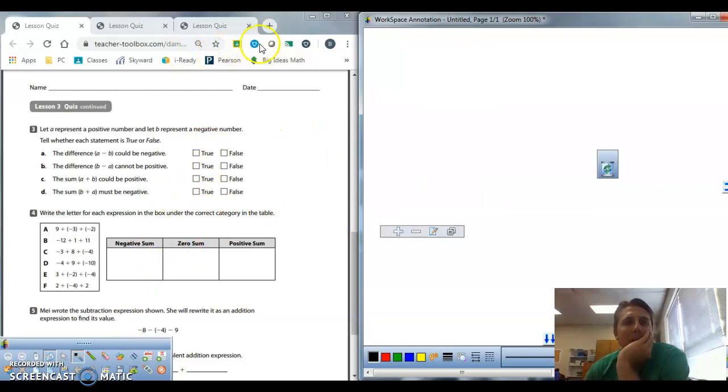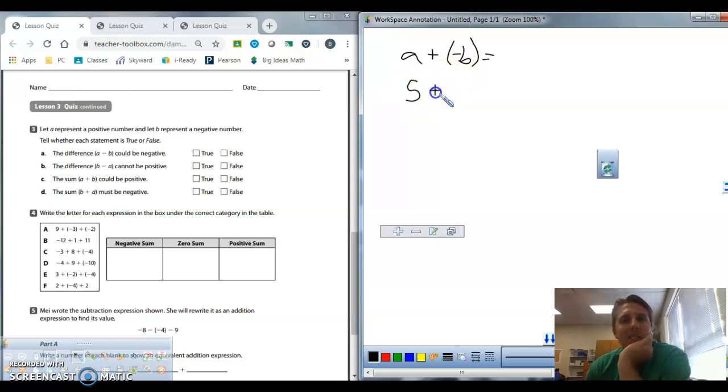Next one, the sum A plus B could be positive. A plus some negative B, right? Remember, I'm changing this B to negative because we know that it's always a negative number. It told us in the beginning. Can you ever have a positive number in this situation? Well, yeah, you can. If this A is bigger than B, then it can be positive. It's not going to necessarily be positive.